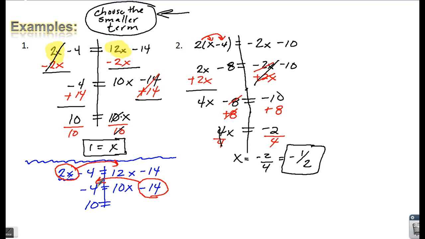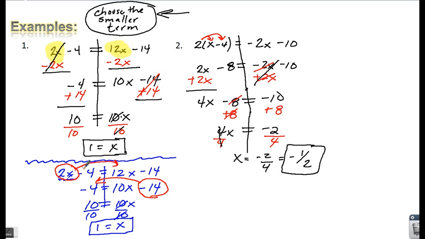So that now we have 10 equal to 10x. Now the last thing to do is to divide by 10. And that means that x is going to equal the value of 1. Now notice how easy it is. The mental math is not difficult.